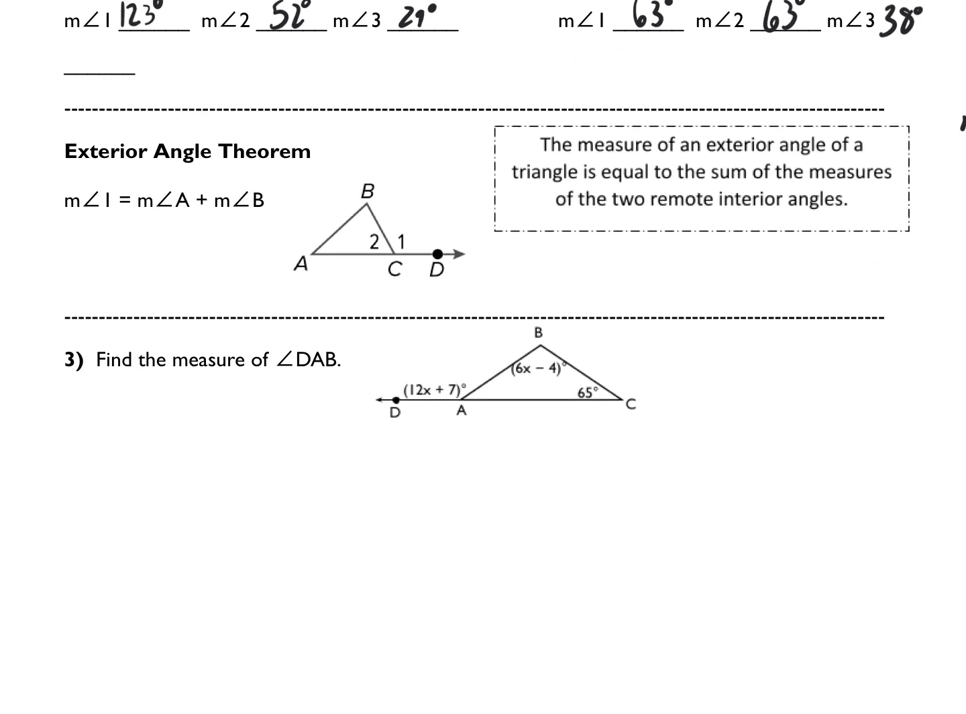Measure of angle 1 is equal to the measure of angle A and the measure of angle B. So the way we say that is the measure of an exterior angle of a triangle is equal to the sum of the measures of the two remote, which means far away, interior angles.